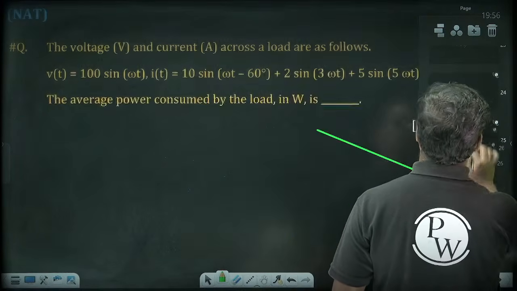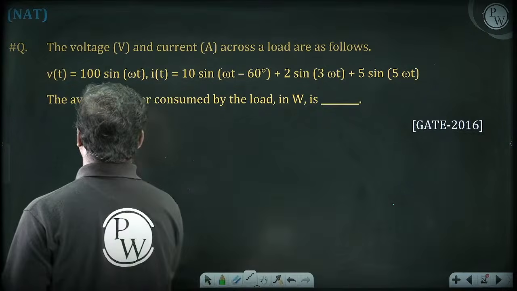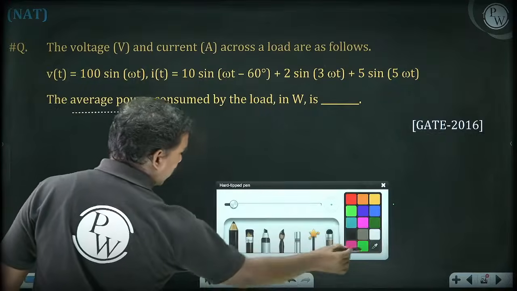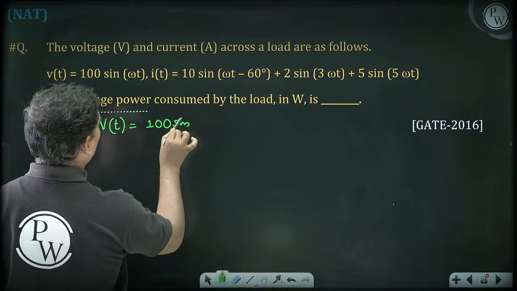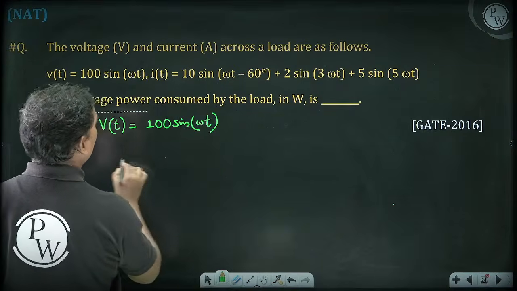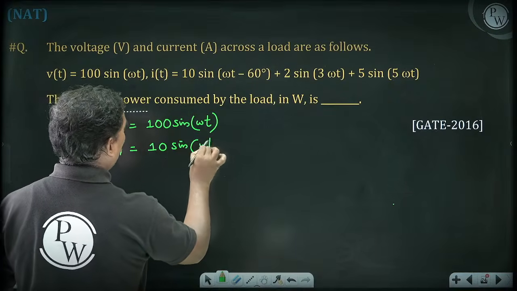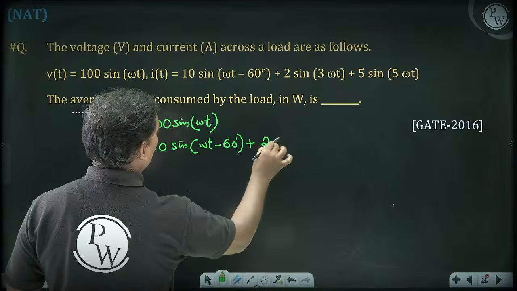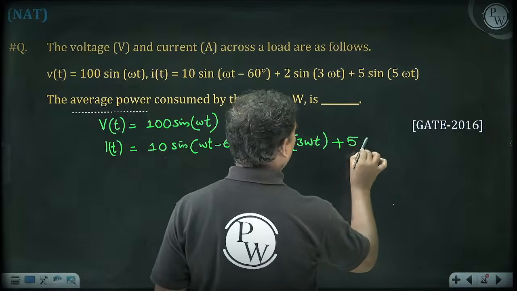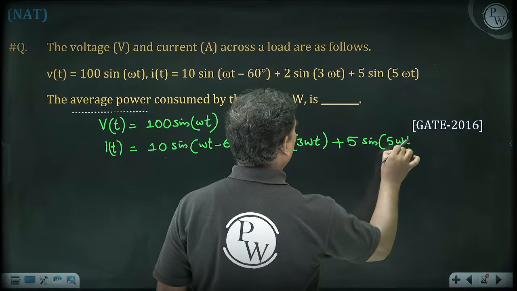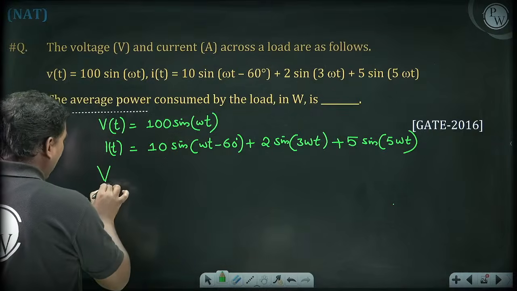Yeah, try to answer this question. Very good question. It is asking the average power consumed by the load. What is the average power consumed by the load? Here V of t is given as 100 sin omega t and I of t is given as 10 sin(omega t minus 60) plus 2 sin 3 omega t plus 5 sin 5 omega t. Okay, they are asking the average power, so please find out the average power.